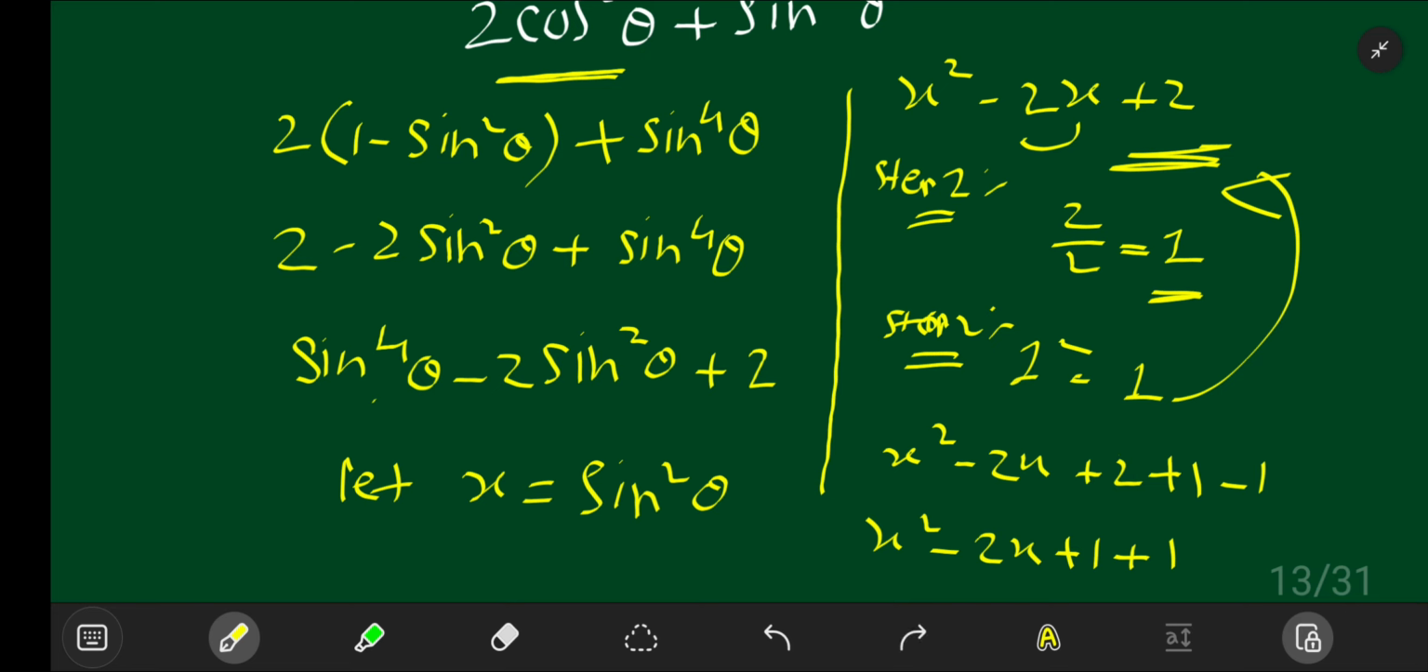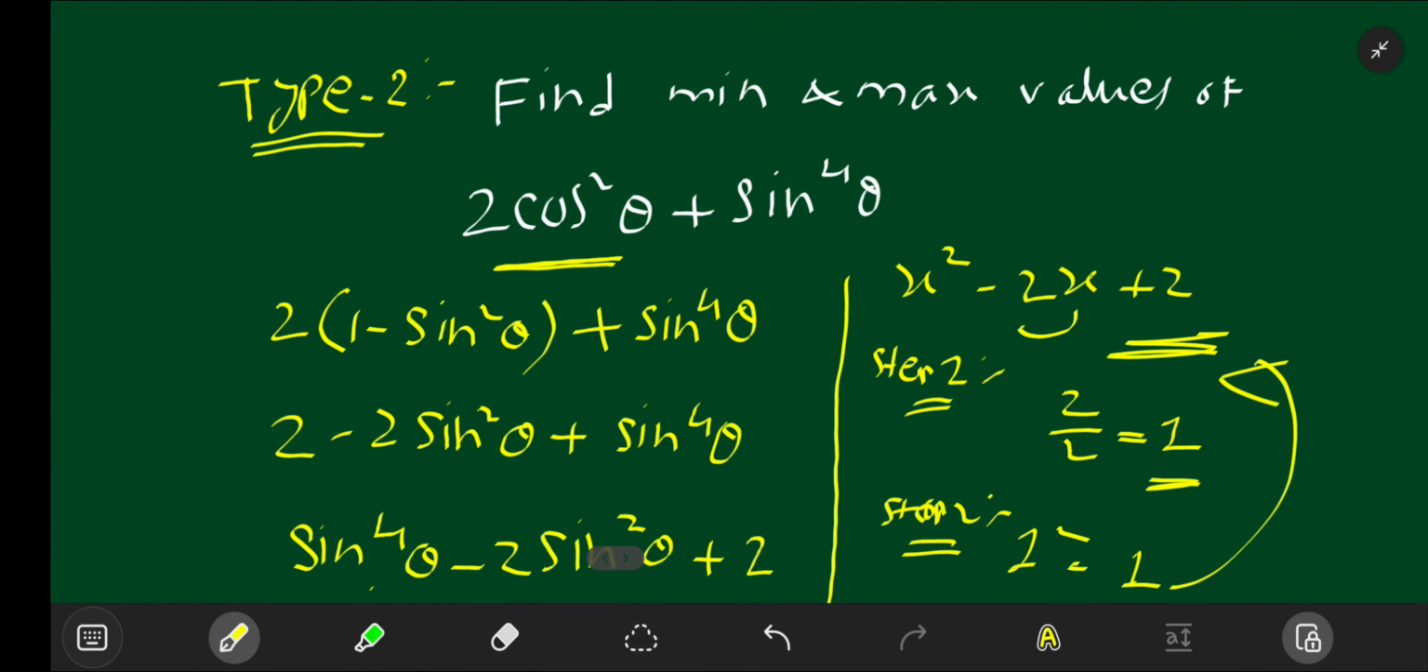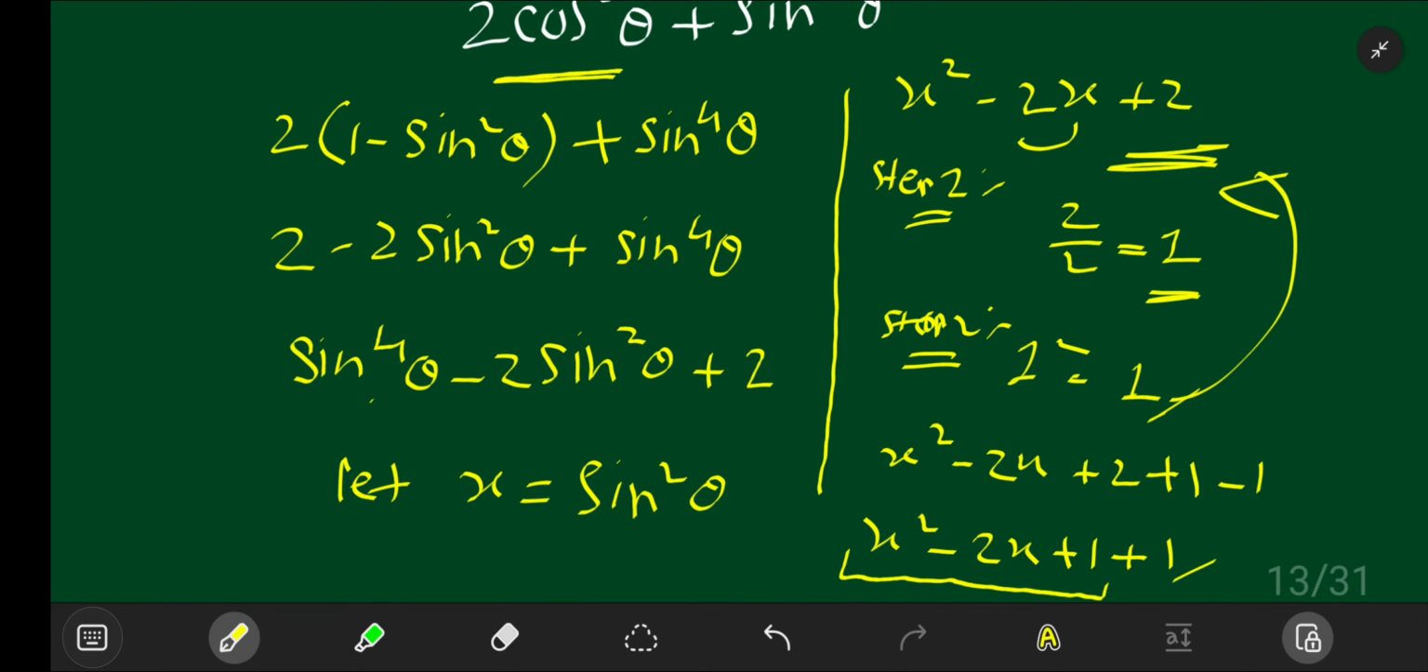If you see carefully, x square minus 2x plus 1 is in the form of a square minus 2ab plus b square, which is (a minus b) whole square. That is (x minus 1) whole square, plus 1.